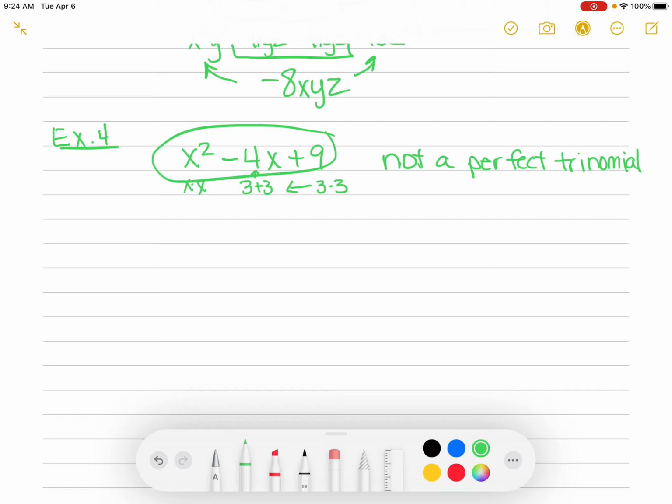Okay, so this is just going to stay that way. It can't be factored. You will have at the beginning of your homework a whole bunch of problems where all you're writing is yes or no to whether or not it's a perfect trinomial. So you don't have to factor them. You just have to say yes or no. And then later on, you'll be factoring some.